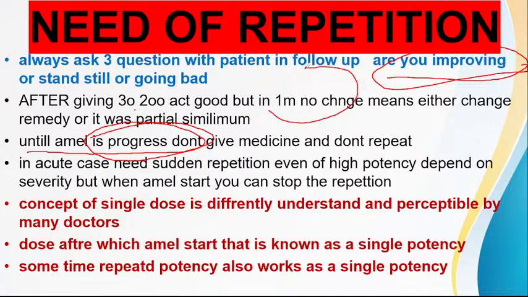But if 1M does not change anything, or 1M aggravates, it probably means the medicine is not the simillimum. So if the patient is improving, there is no need of repetition. If in the second case the patient is getting worse or is in an aggravation process, then the medicine is either only a partial simillimum, or we have to change the medicine, most probably. And the third case, where repetition is truly needed, is standstill cases.